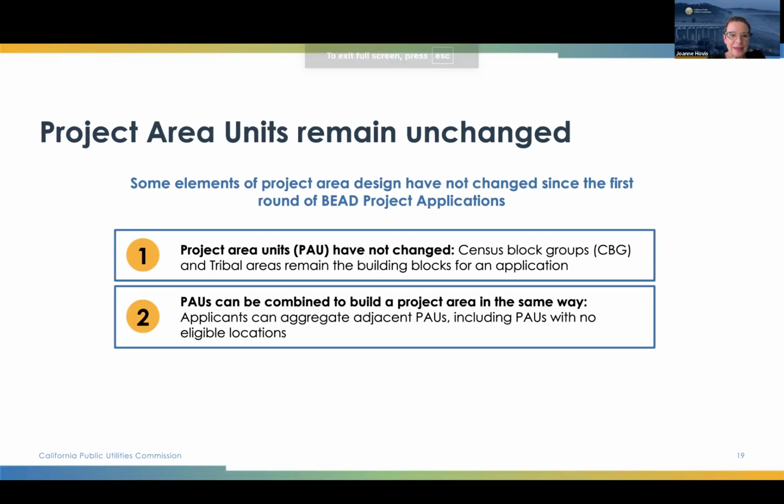Okay. I think I have covered this in some detail already, but I'm going to repeat it. The types of PAUs, the types of project area units, have not changed. They remain census block groups and tribal areas, and those are the building blocks that applicants may combine with each other into a single application to build a larger project area. And that includes all PAUs that are adjacent to each other, including PAUs with no eligible locations. They can be included as an adjacency so as to show adjacency between two PAUs that have eligible locations.